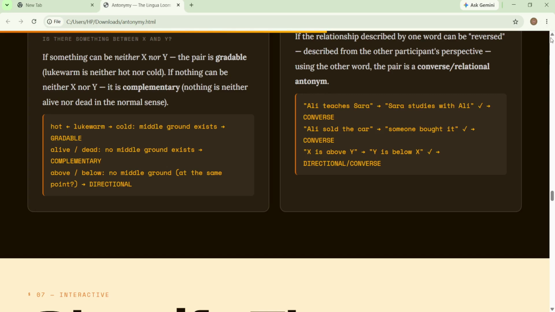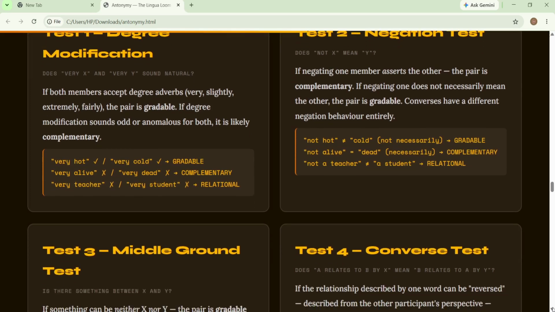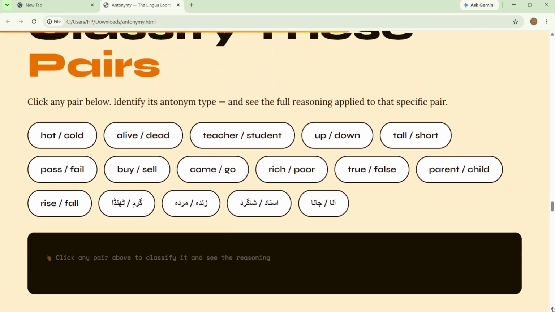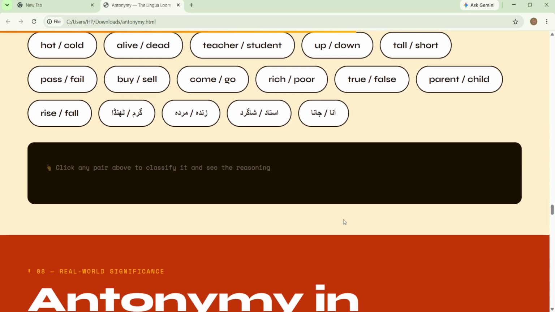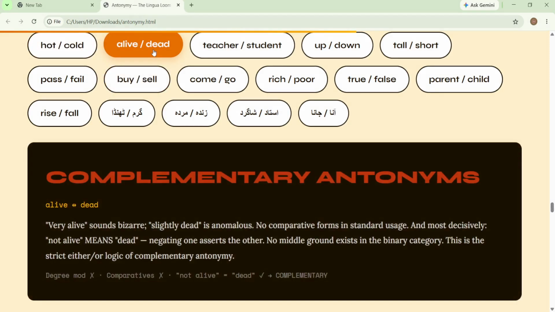So these are the four tests that you can apply to check antonym pairs, whether they are gradable, complementary, relational, or directional, and classify these pairs. Let's look at them. Hot and cold, gradable. Well, we have already discussed it, that something can be very hot, slightly cold. So like this, they can be graded. Alive and dead, complementary. Because if one is alive, it can't be dead, and if someone is dead, they can't be alive. So it is complementary. One complements the other.